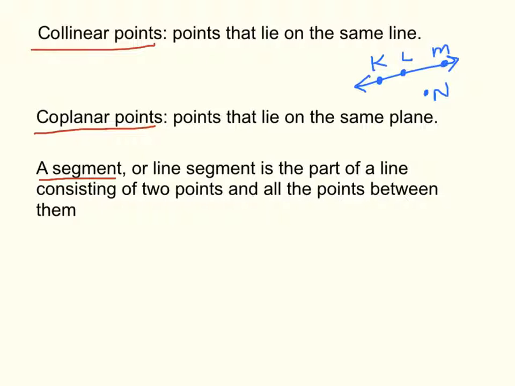So we're going to draw 2 endpoints, which are called A and B, and we're going to connect it with a segment. So the 2 endpoints are point A and point B. We can name this using 2 points, and they have to be the endpoints. So we would call this segment AB or segment BA.